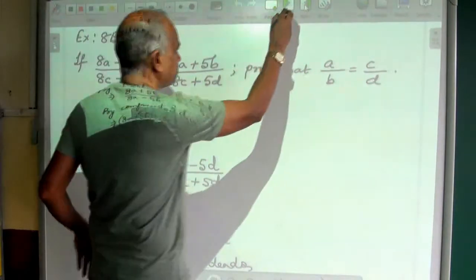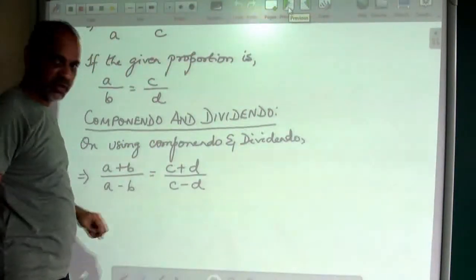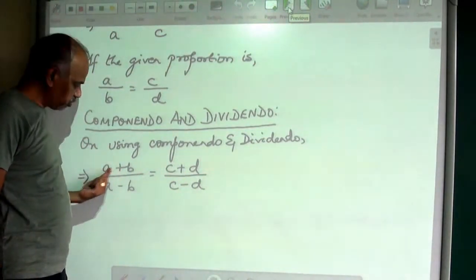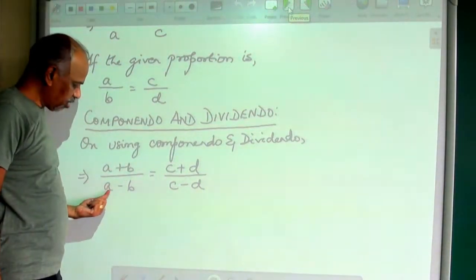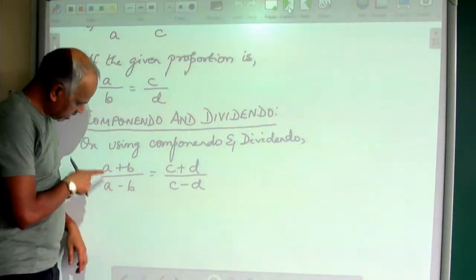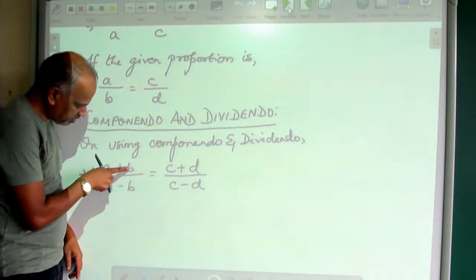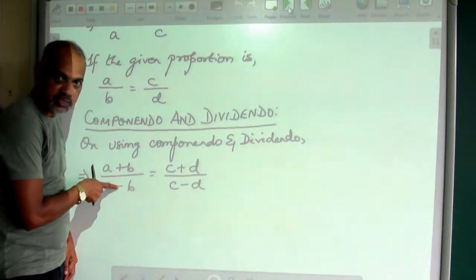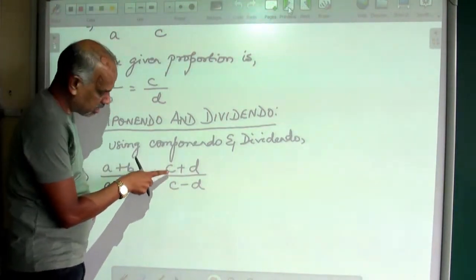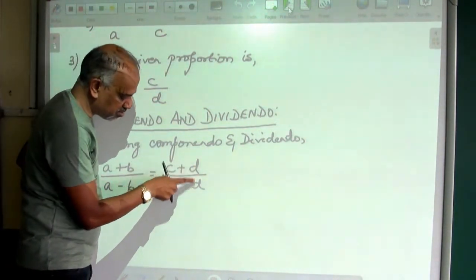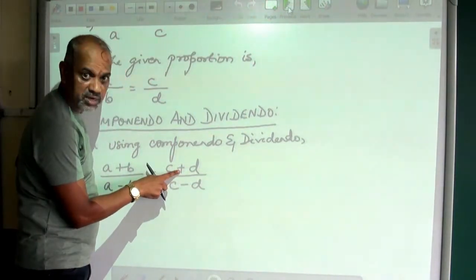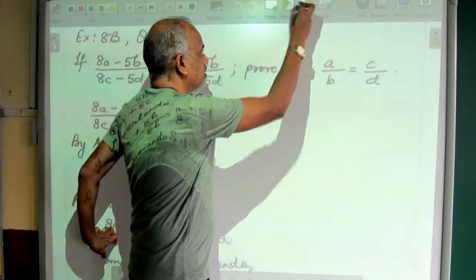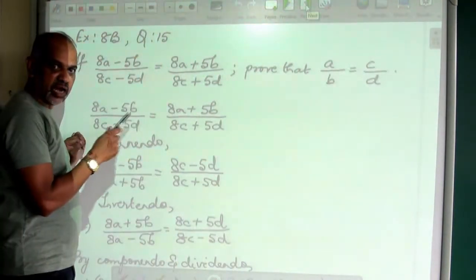If you notice carefully, let's go to componendo and dividendo. The componendo dividendo form is, in the numerator these two terms are separated by plus sign, in the denominator it's separated by minus sign. This term and this term are same, this term and this term are same, only difference is in between there is a plus sign, here there is a minus sign. On the other side, this term and this term are same, this term and this term are same, numerator is separated by plus sign, denominator is separated by minus sign. So let's do that way.